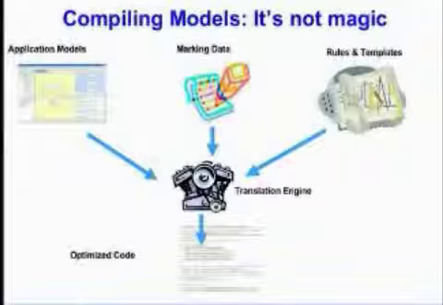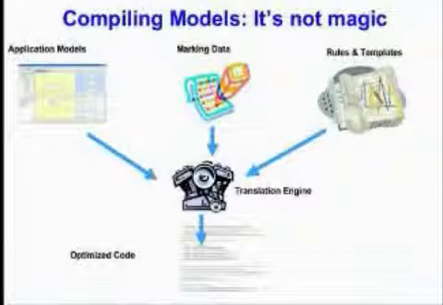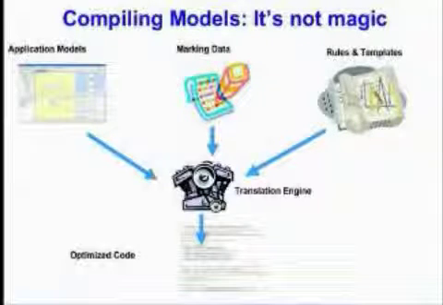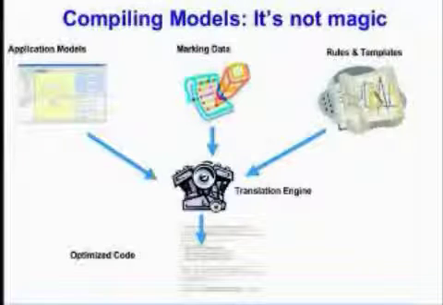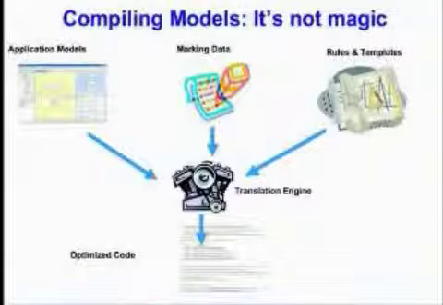Compiling models is not magic. The process works this way. The application models that we've built in BridgePoint are one input. We have a model compiler, which is a set of rules and templates that are used to govern the shape of the output text. C code is simply a specific shape of text, and we have templates that are used to govern the choices in how models are turned into code.